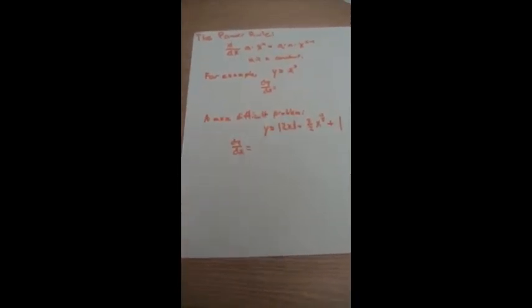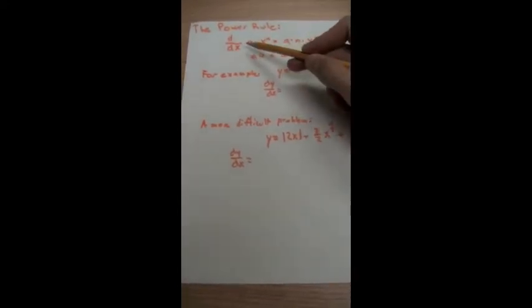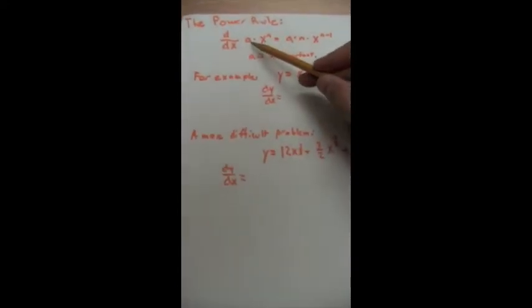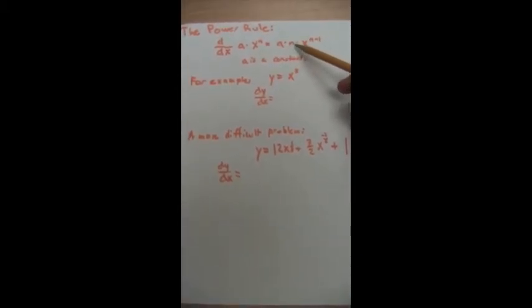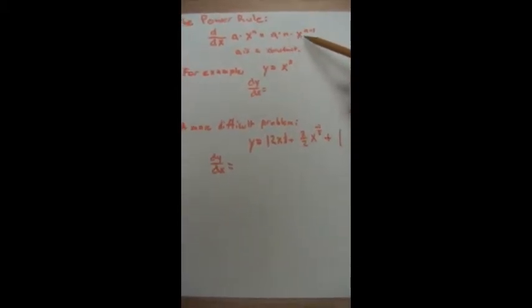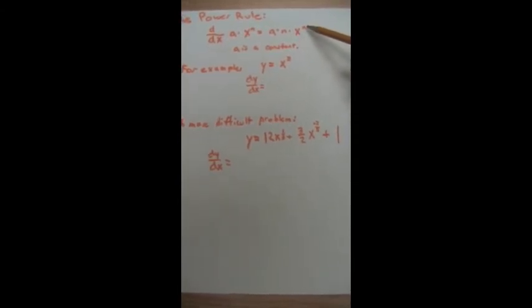The first rule I'm going to talk to you about is the power rule. Here's the formula for the power rule. The derivative of any constant times x to the n is equal to that constant times the exponent n times the variable to the n minus 1.